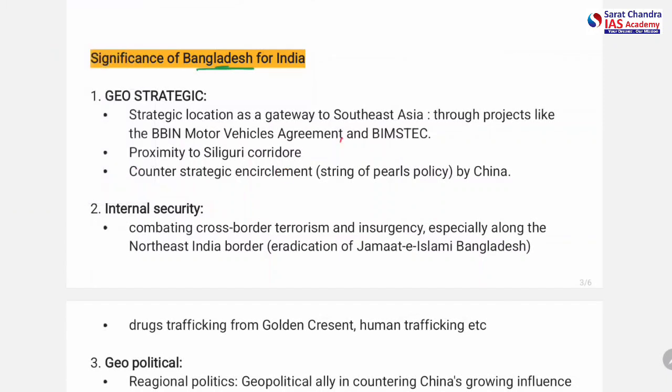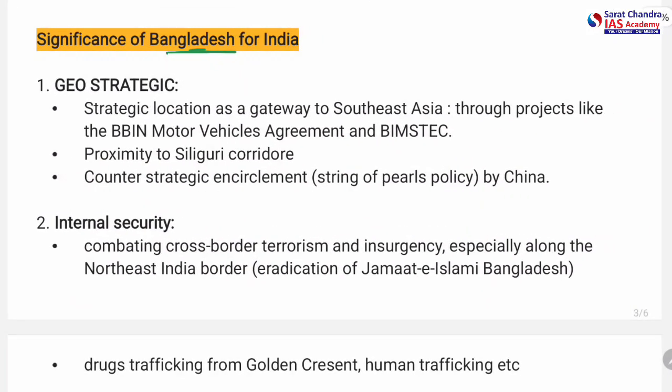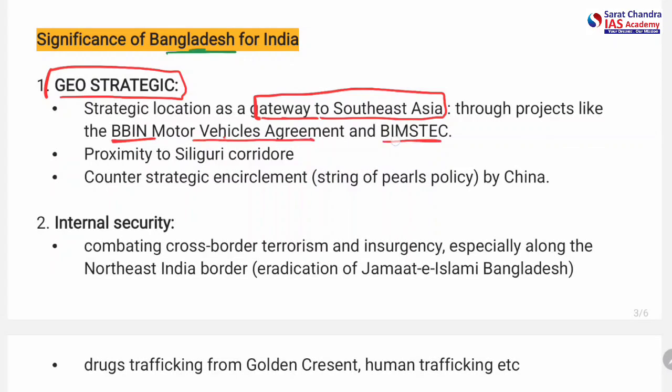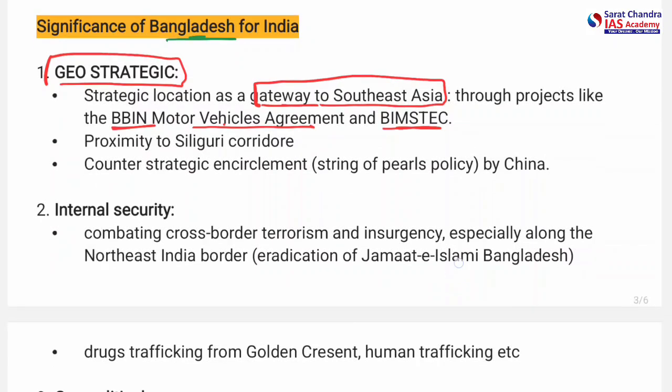Okay. So the first dimension of that significance is geostrategic significance. In geostrategic significance, the first point is that Bangladesh makes a gateway to Southeast Asia for us. For example, projects like the BBIN, Bangladesh, Bhutan, India and Nepal Motor Vehicle Agreement, and BIMSTEC. These are the initiatives India has. India is also part of these initiatives, which helps India connect with the Southeast Asian countries.